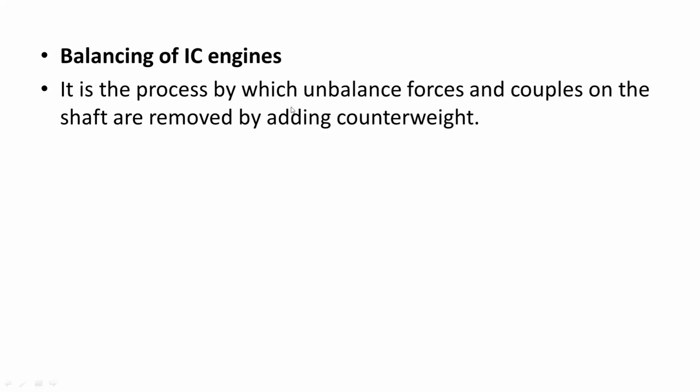It is the process by which the unbalanced forces and the couples on the shaft are removed by adding the counterweight. Okay. So in the last example, we have seen how the balancing is carried out on the flywheel. So this is called as a balancing process. We add some counter masses and then we remove the effect of the unbalanced forces or unbalanced couples.